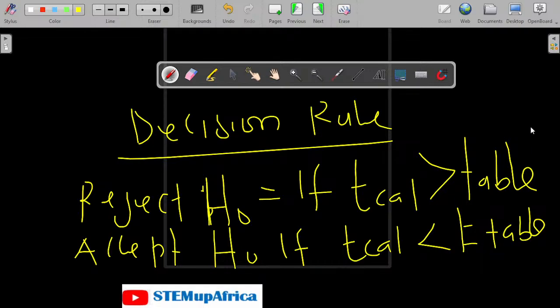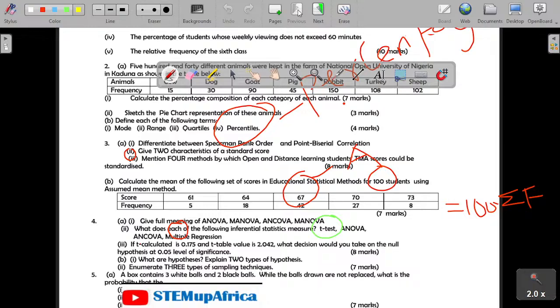Now let's check the values we have. Is the t table less than or greater than the t value? Our t calculated is 0.175. Then our t table is 2.042. So you can see that, sorry, the t calculated is less than the t table.